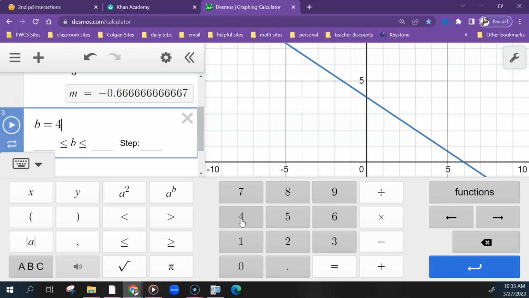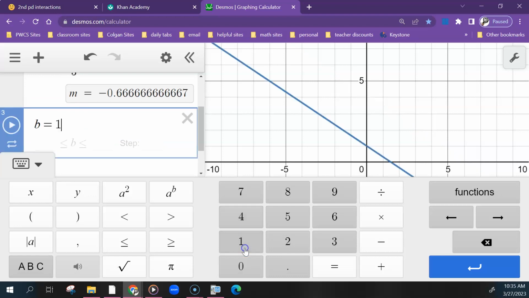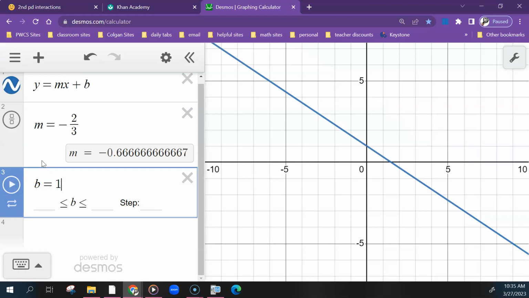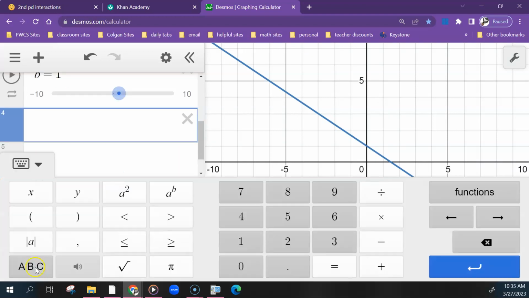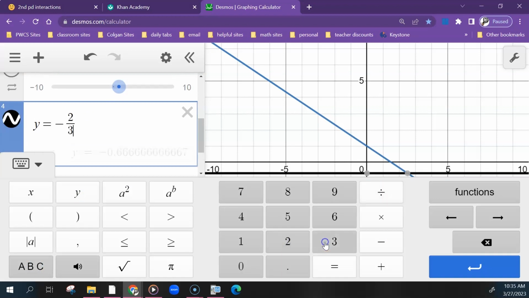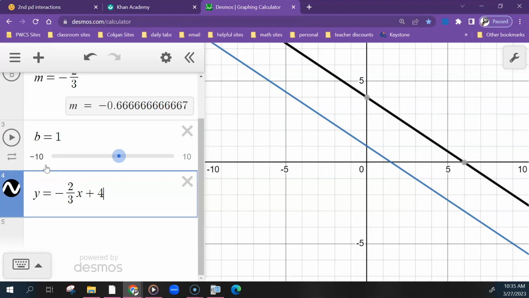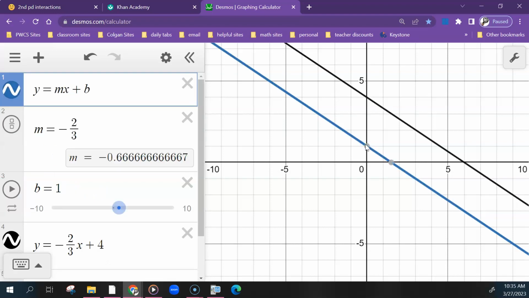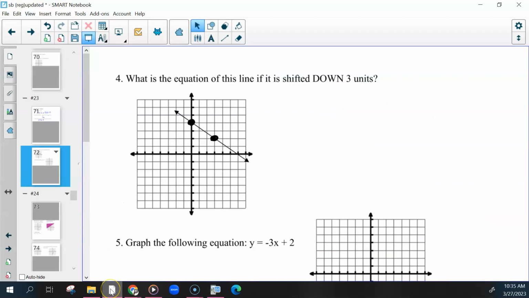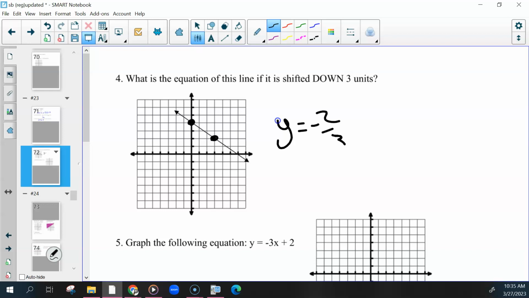And my original was at 4. But I need it to shift down 3, which means my y-intercept is going to go down 3. So the automatic setting is this to start at 1. So if I take this and I subtract 3, I should end up at 1. So that should be my equation of this. And then I could compare it to the original. So if this is my original, this should be shifted down 3 units, and it is. So y equals negative 2/3 x plus 1 was the answer to that one.